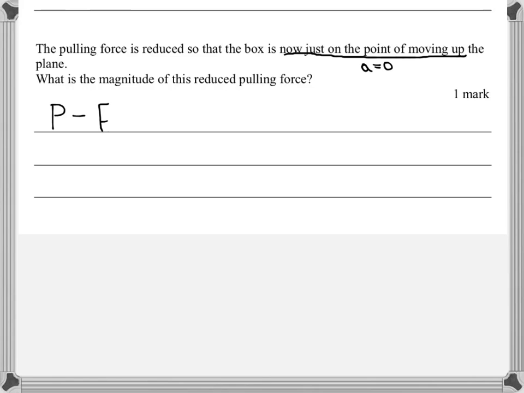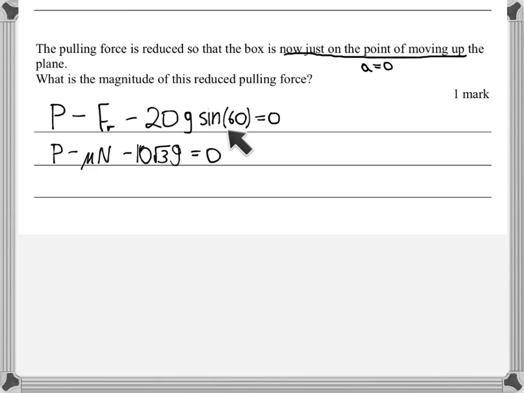So here we have just at the point of moving. It's not moving yet, so acceleration is 0. So we have the pulling force P minus our friction force, which remember it's on the verge, so that is mu times n, minus 20g sine of 60 equals 0, acceleration of 0. So evaluate sine of 60, root 3 on 2, and it gives you 10 root 3g, and F is mu of n. Now from the previous question, we had worked out n to be 10g.